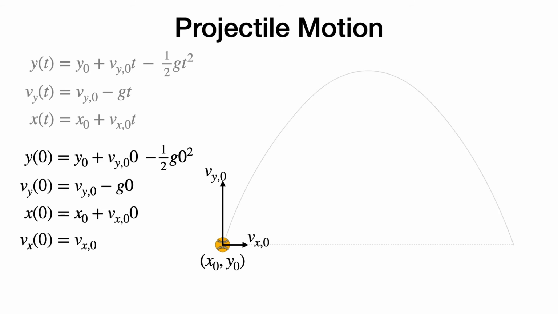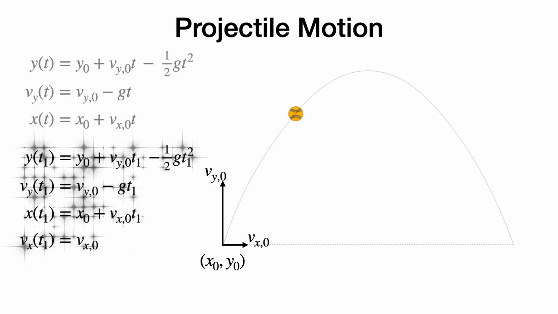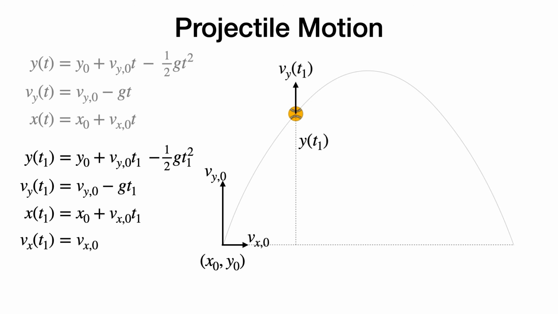Now, if we let time pass and we go to some new time, t1, the y position of the particle will be given by plugging t1 into our equation for y position and expanding. And we can do the same thing for the y velocity, the x position, and the x velocity. Of course, the x velocity is going to remain a constant.